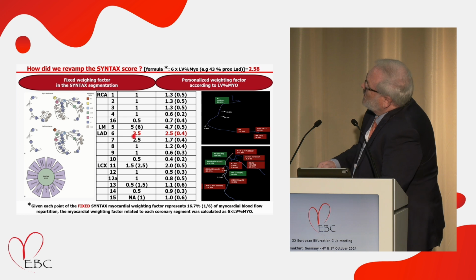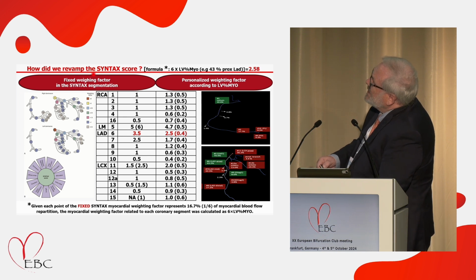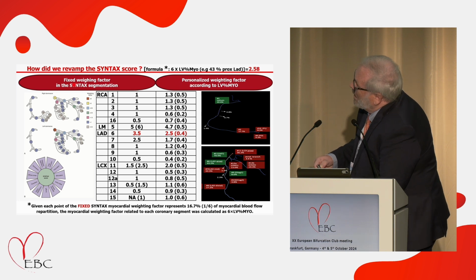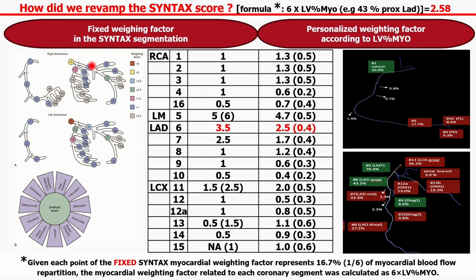So what we have done now is that we have revamped the SYNTAX score. This is the formula. If you have an LAD proximal with 43% myocardium at risk, you multiply it by 6, which is coming from the segmentation of the SYNTAX, and you get a new SYNTAX score for the LAD proximal, 2.58.